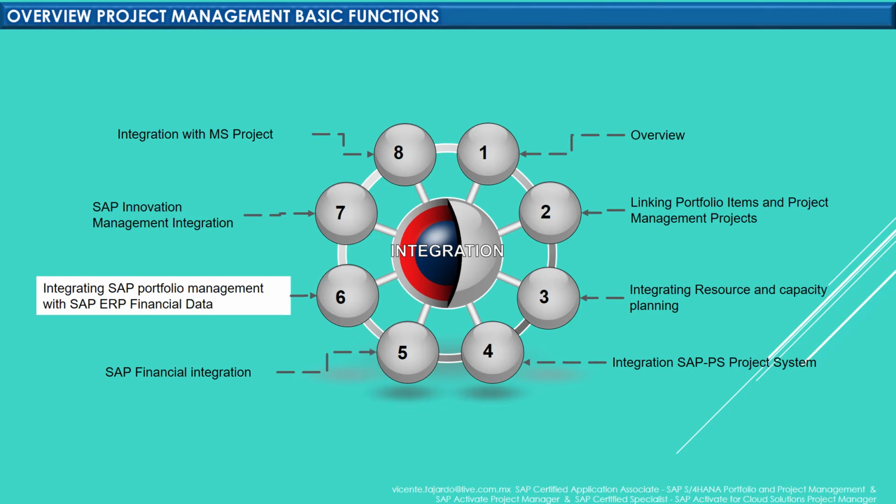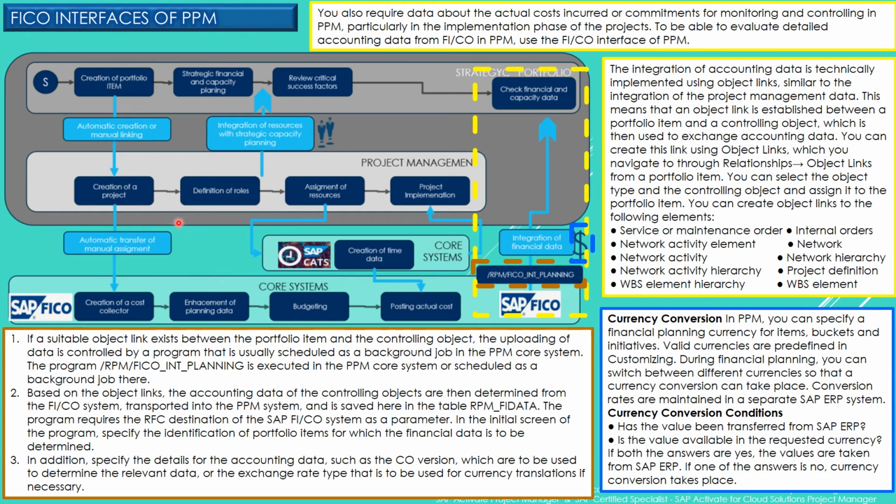Welcome to this sixth lesson, integrating SAP Portfolio Management with SAP ERP financial data. In this slide, we will focus only on this integration between SAP FICO and SAP Strategic Portfolio. So, what is the objective of this integration? Well, we retrieve data about the actual costs incurred or commitments for monitoring and controlling PPM, particularly in the implementation phase of the projects.